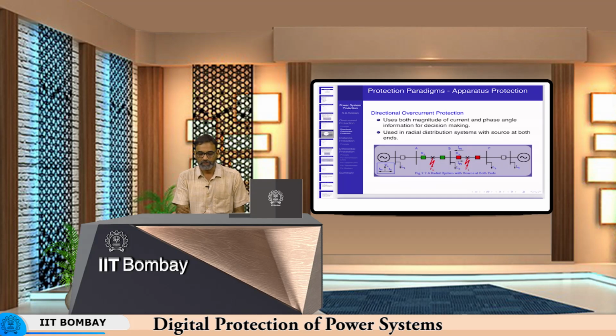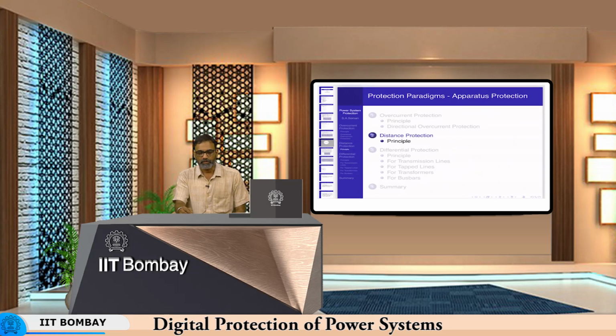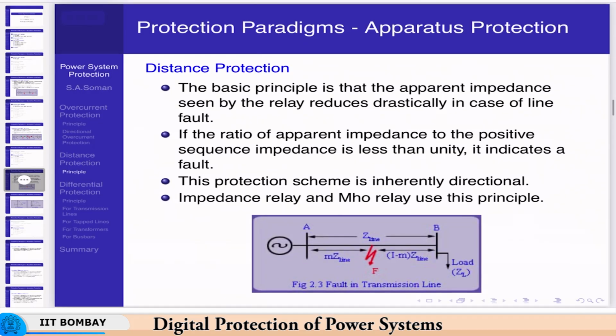We go on to the next higher level of complexity in protection, which is namely the distance protection. Now, in distance protection, we will look at the principle and a very brief introductory concept level discussion on distance protection. So, the basic principle is that the apparent impedance as seen by the relay, we are talking of the voltage as measured by a voltage transformer at the bus and the current through the current transformer in the line or the device that is being protected. So usually it is a transmission line.